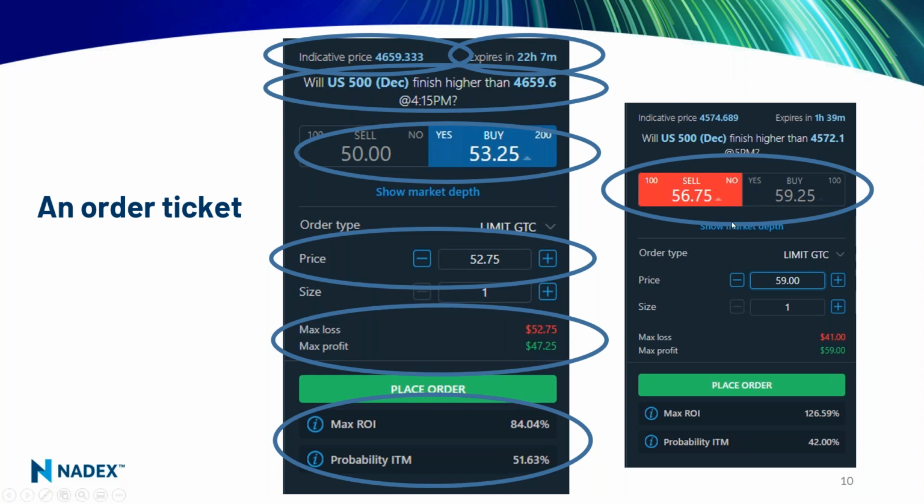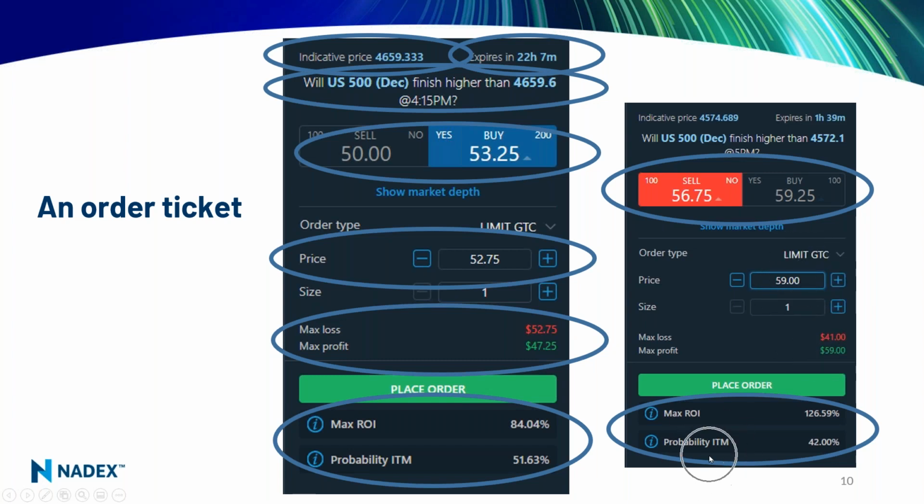Now, if I wanted to sell it, I could sell one at 56.75. There are 100 bid there. Now, I don't have to necessarily sell it. I could try to sell it at 59. If I tried to sell it at 59, I know that it can only go to 100, so I can only potentially lose 41, but I could potentially make 59.